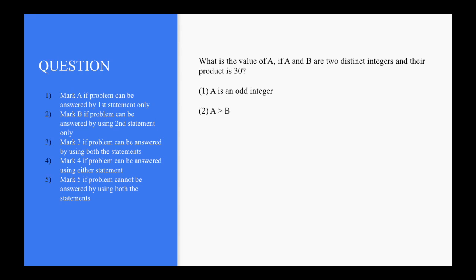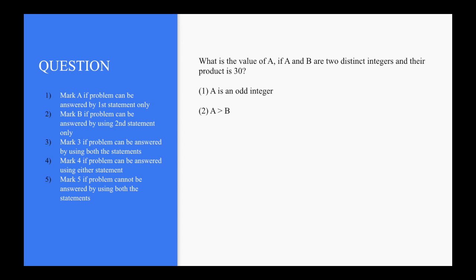If you get the answer of the question by using statement 2 only, but not by using statement 1, then you have to mark answer B. But if you have to use both the statements to get the answer of the question, then you have to use option C. And if the question can be solved independently by statement 1 and also by statement 2, then you have to mark option D. And if you cannot solve the question by using both statements 1 and 2, then you have to mark option E. So I think I'm clear with you.